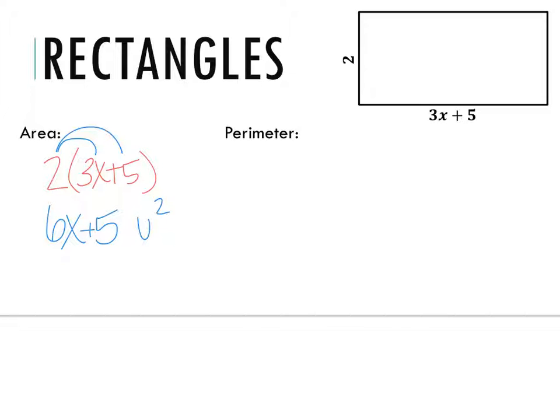If I wanted to find the perimeter, again, it's just going to be an expression for an answer. We talked about earlier that perimeter is adding up all 4 sides. So I do 2 plus 2 for the 2 widths, and 3x plus 5 and 3x plus 5 for both of the lengths.